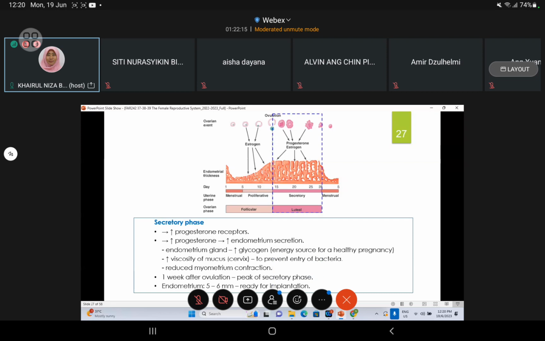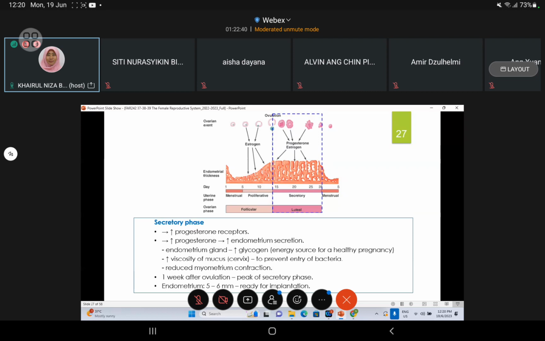So the next phase is the secretory phase. At this time, remember, prior to ovulation, we have the estrogen that primes the progesterone receptors, that primes the endometrium so that it is very receptive to progesterone. Okay, so at this stage, there is the presence of a lot of progesterone receptors.